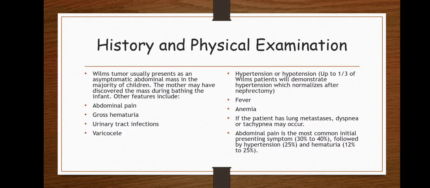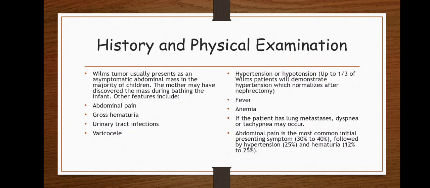So history and physical examination. So Wilms tumor usually presents as an asymptomatic abdominal mass in the majority of children. The mother may have discovered the mass during bathing the infant. Other features include abdominal pain, gross hematuria, UTIs, varicocele, hypertension or hypotension.